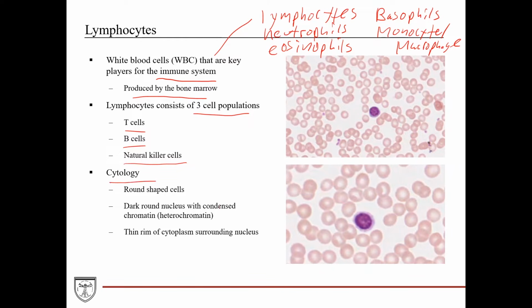So cytology-wise, again, we talked about this previously, but just to review, you have a round-shaped cell like this, and you can see this is a great image of it. You have a dark, round nucleus with condensed chromatin. The reason it's dark is because you have that very condensed, tightly packed chromatin. So it's a dark purple basophilic nucleus, and that's due to the heterochromatin. And here, you can see a thin rim of paler cytoplasm around the nucleus. Here's another image of it. And if you use the red blood cell as reference, you can see it's a little bit larger than a red blood cell normally.